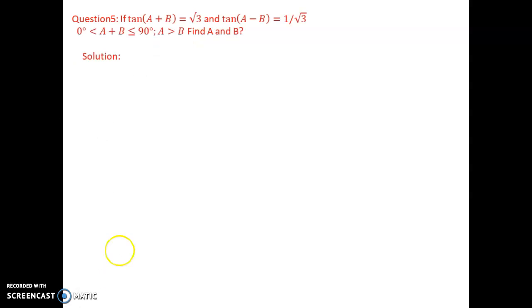See one more problem. If tan (a plus b) is root 3 and tan (a minus b) is 1 by root 3, and the value of their sum is less than or equal to 90 degrees and greater than 0, and the value of a is always greater than b, we need to calculate the values of a and b. We simply take what is given.